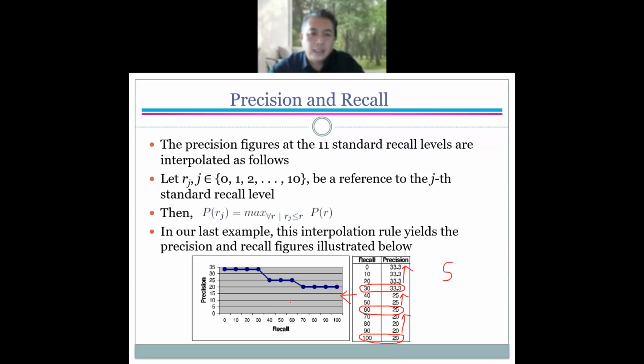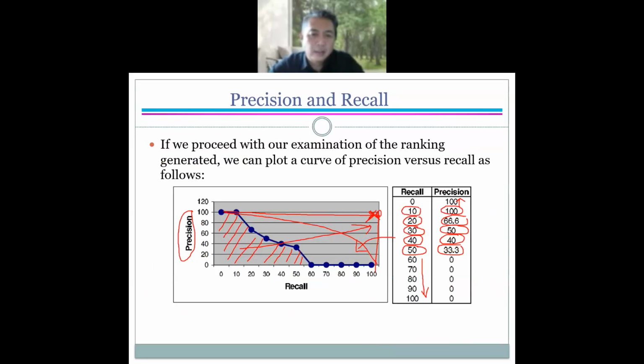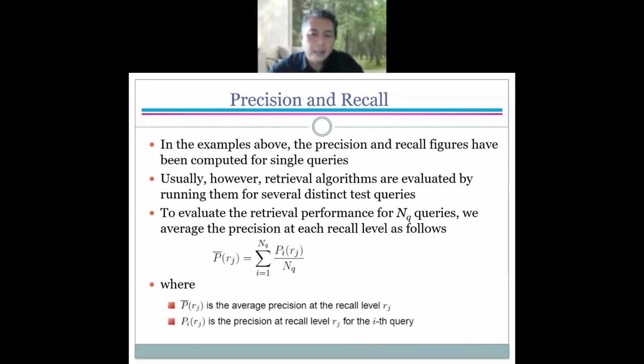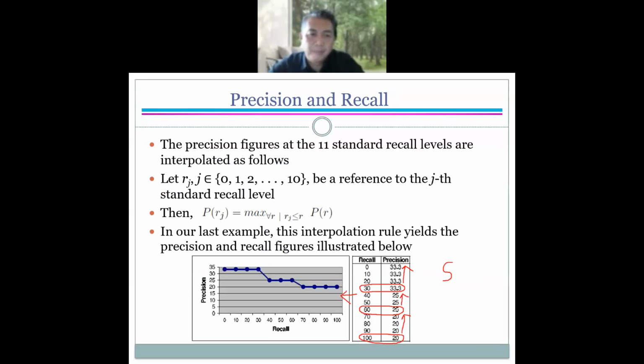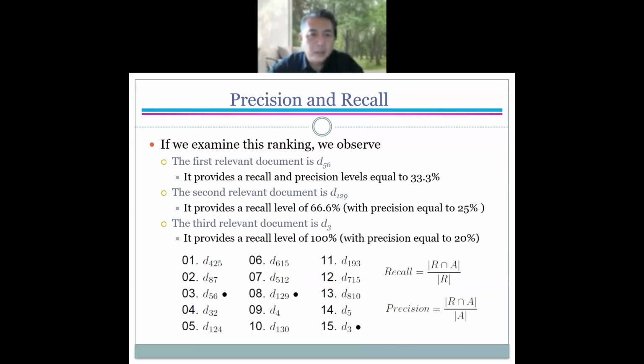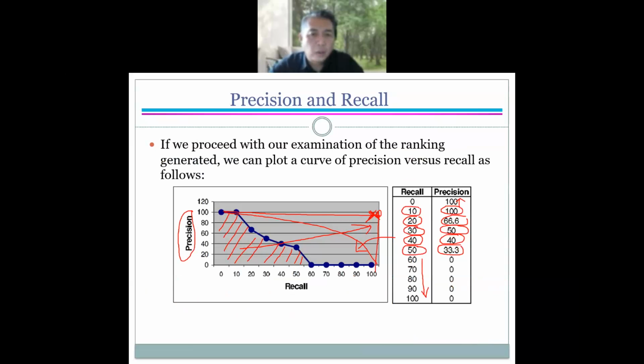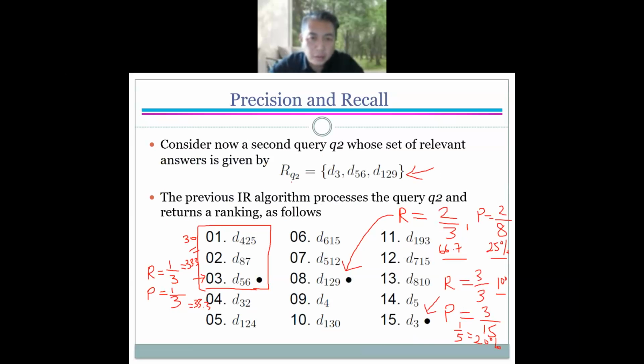Notice the difference between this one and this one. This one covers less area, and this one covers more area. But this is based on query number 2. So you have query number 1 and you have query number 2.